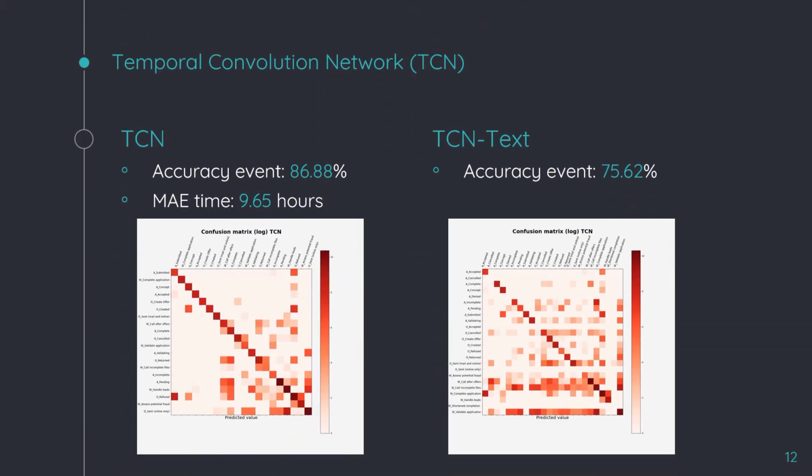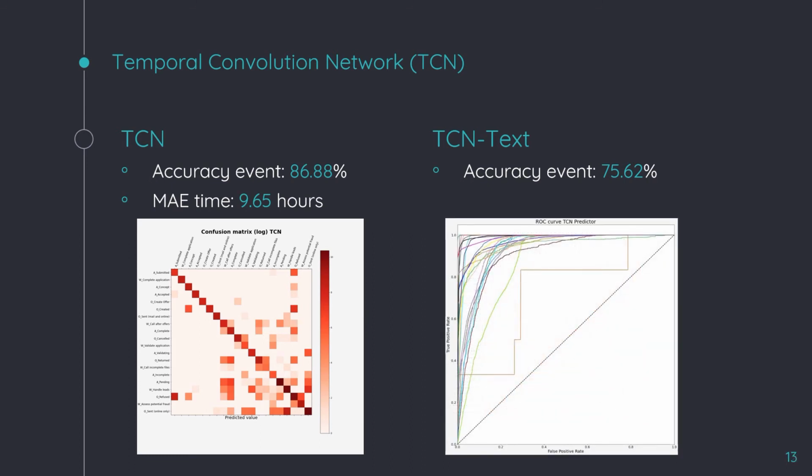On this slide you can see the accuracy and the mean absolute error of both TCN predictors, and you can also see the confusion matrices. On the right you can now also see an ROC curve based on the TCN text.